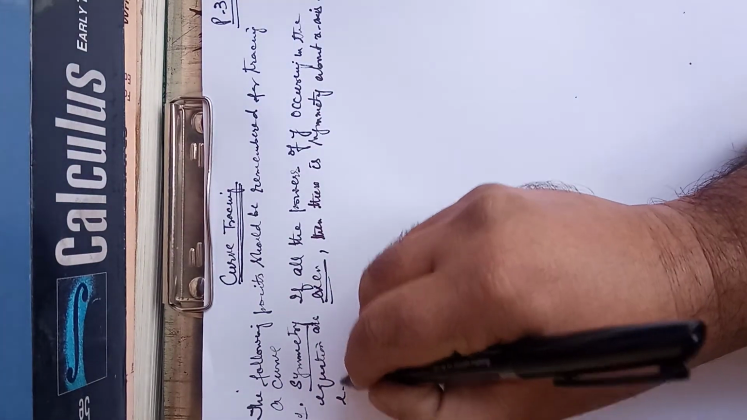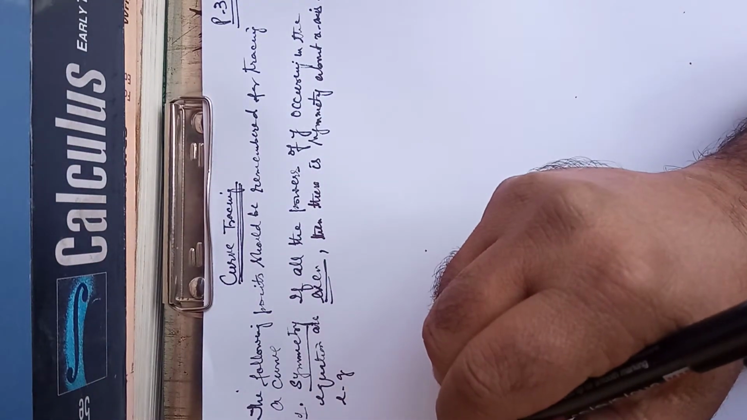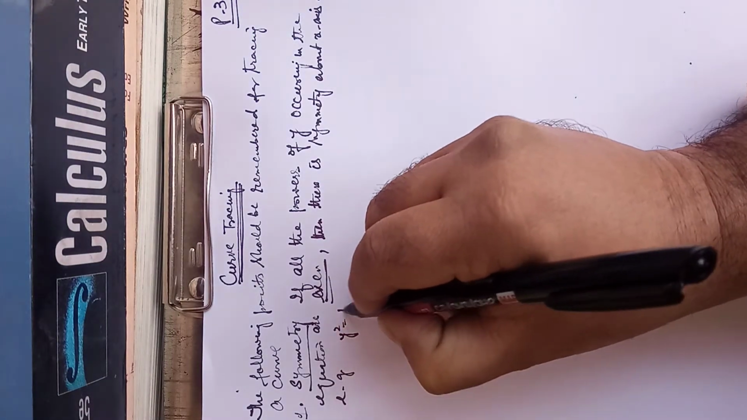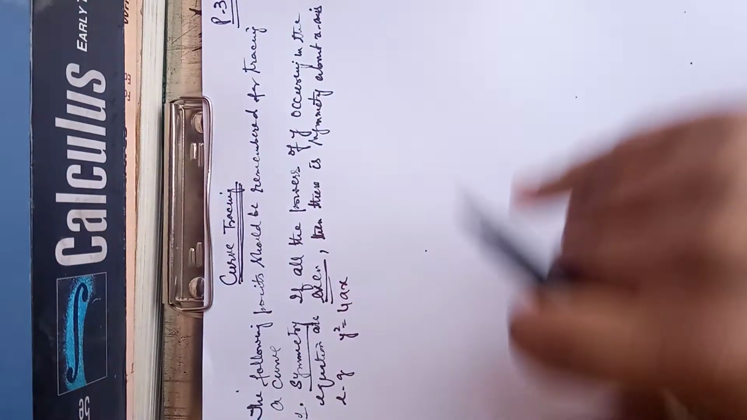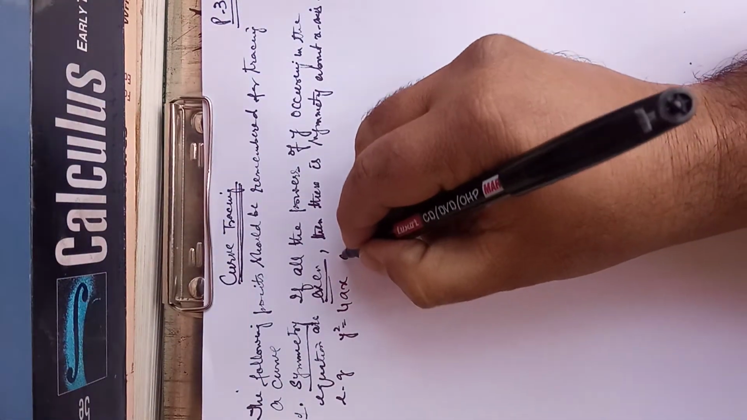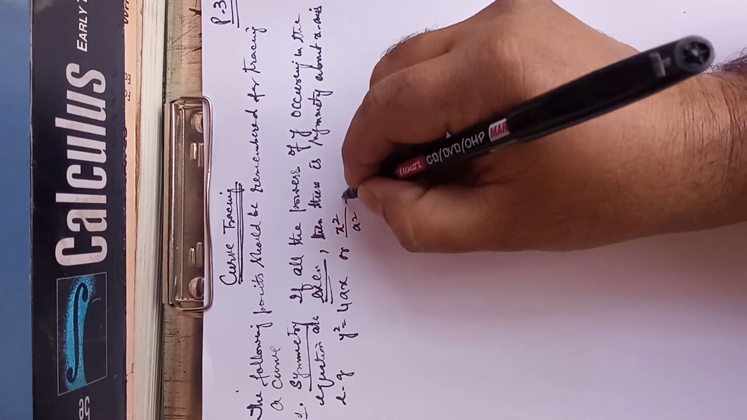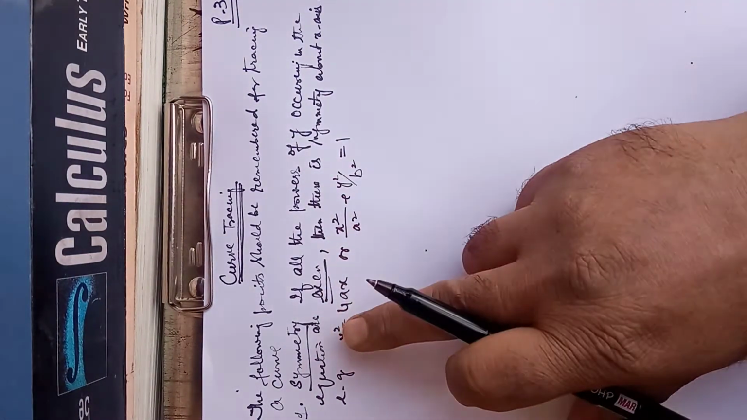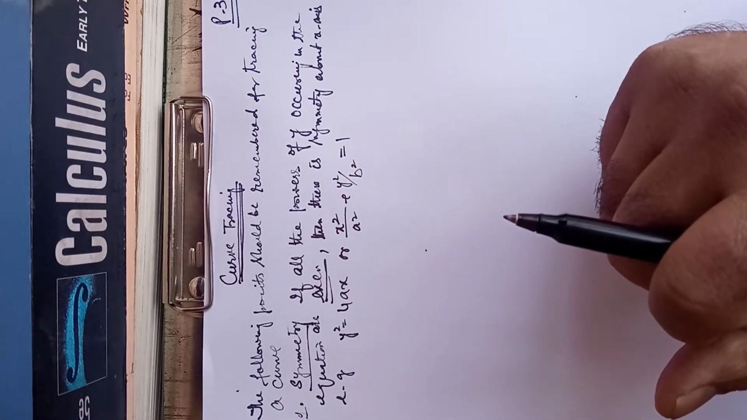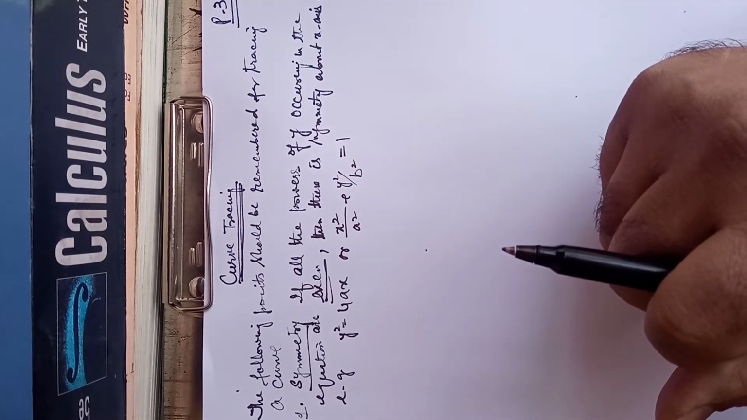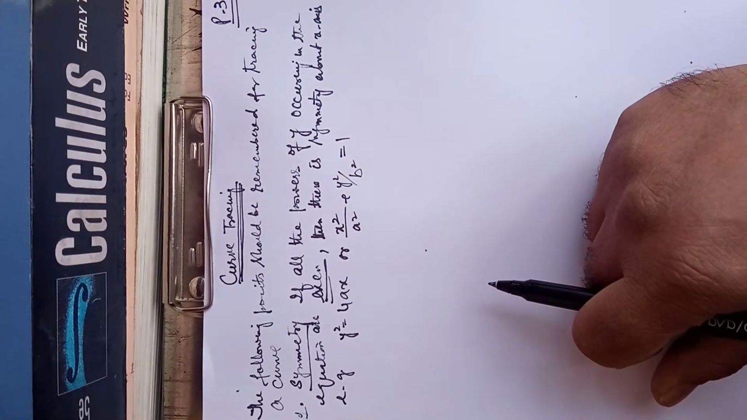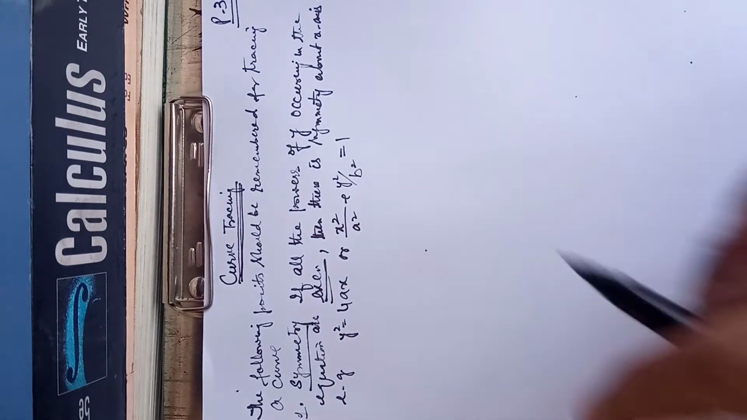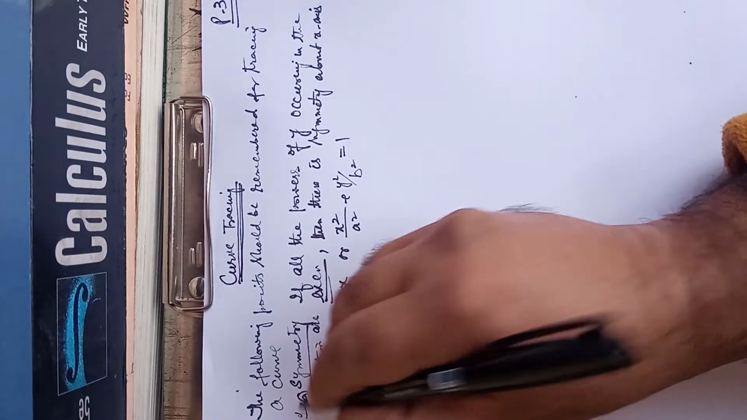For example, if I take a parabola y square equal 4ax, you know the geometry of this, or an ellipse x square by a square plus y square by b square equal to 1. Even powers of y are present, so this will be having a symmetry about x-axis. Similarly, if you have even powers of x, then it will be having symmetry about y-axis.